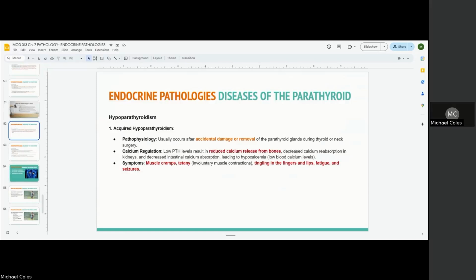So then you're going to lead to muscle cramps, because calcium is a mineral that needs to be used for muscle contraction and communication to the muscle. So then there's going to be spasming and twitching, tingling in the fingers and lips, right? So nerve conduction, fatigue, and seizures. Like your brain is not firing properly. So calcium is a big mineral that's needed in the body for proper function.